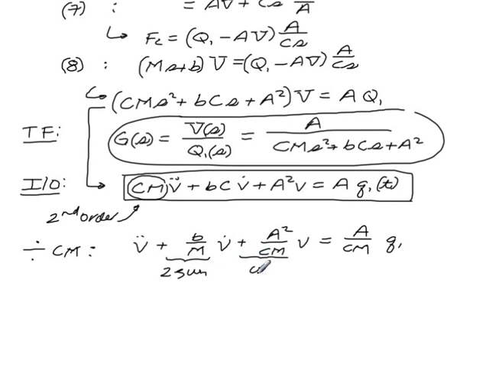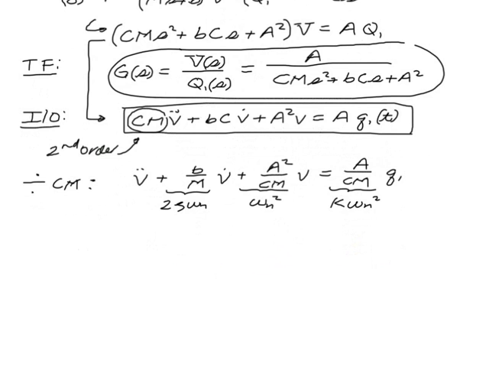So you might recall that this is what we call 2 zeta omega n. This is what is our natural frequency squared, and in our standard form this is oftentimes written as K times omega n squared. So from this we see that the natural frequency omega n is the square root of A squared divided by CM. So that's our undamped natural frequency.